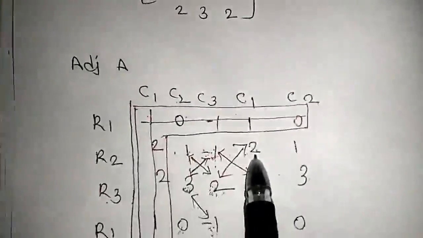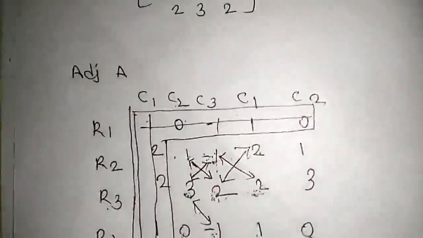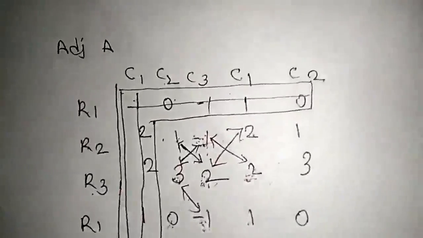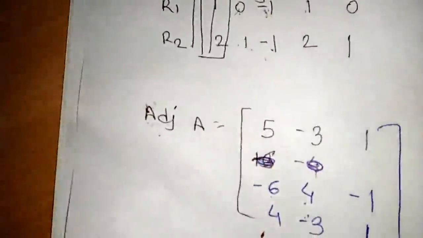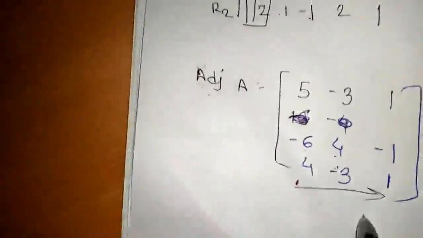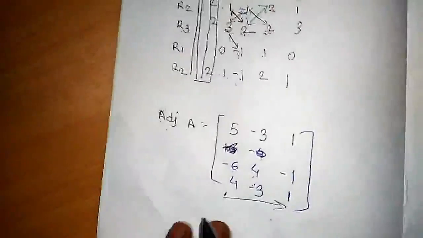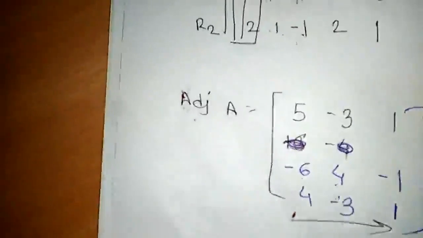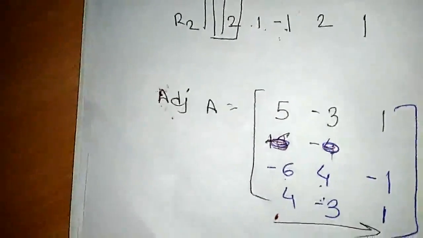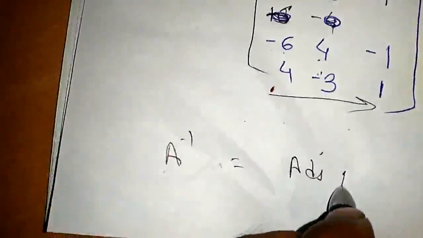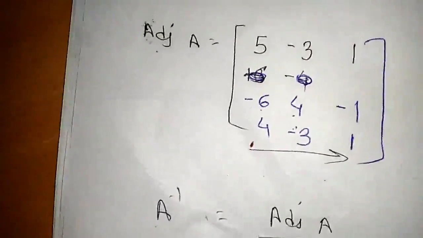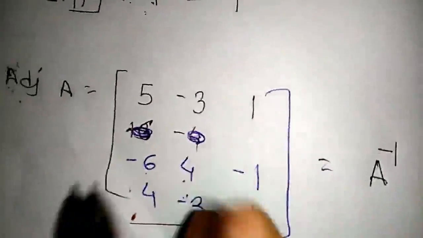Similarly for this third column: 2, 3, 2, 1, 2, 0, 0, 1, minus 3, 1, 1, 2 into 0. So whatever value I get, I will write row wise. So this is my adjoint of A, and the inverse will be adjoint of A divided by the determinant, and the determinant value is 1. That's why this is equal to the inverse of A.